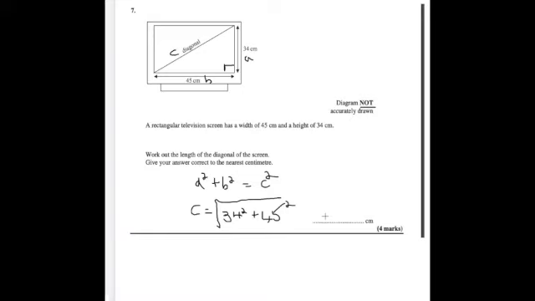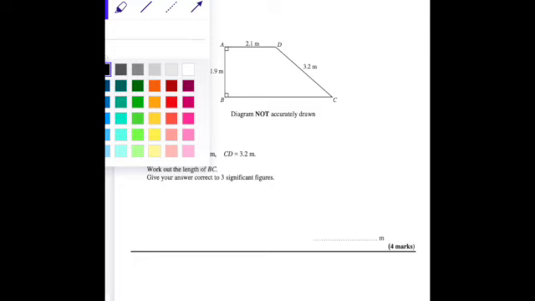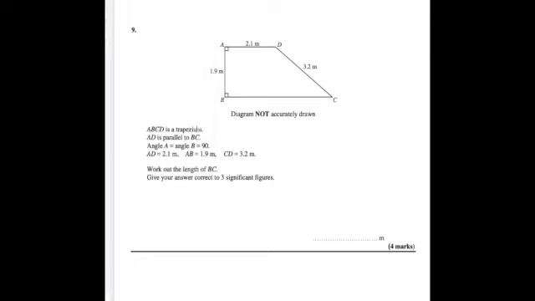Should get as 56, to the nearest centimetre. Okay, the next one. This is slightly harder than the previous ones.